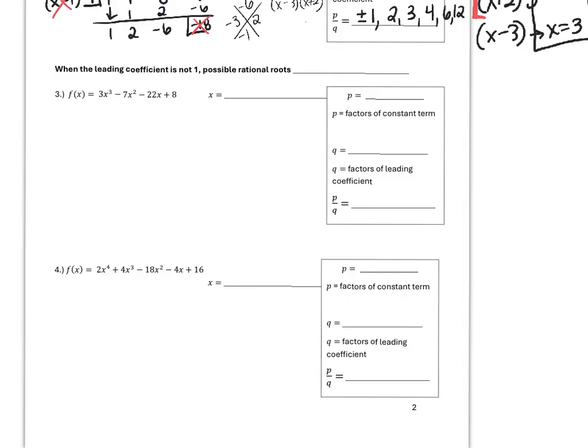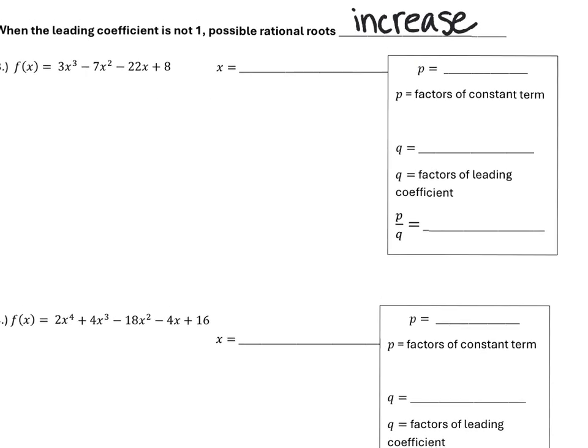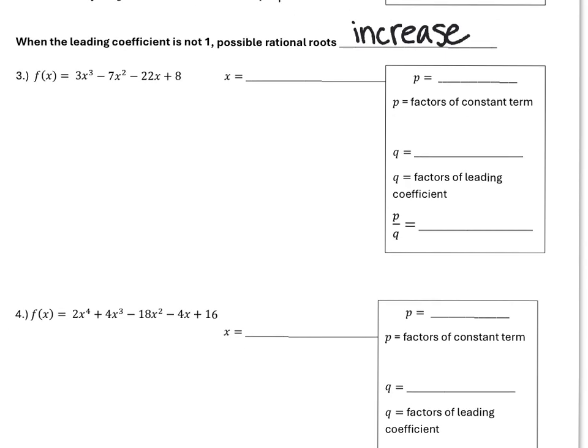Now, when the leading coefficient is not 1, the possible rational roots increase because we have more possibilities of what we have to solve for in order to find the rational roots. So for example, number 3, if we have 3x to the 3rd minus 7x squared minus 22x plus 8, we'll start off with p, which is the possible factors of the constant term. So we'll have plus or minus 1, 2, 4, and 8.